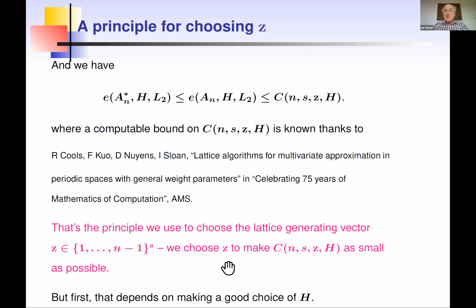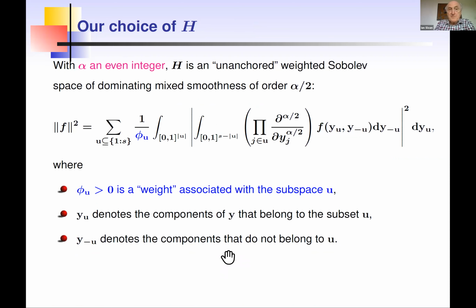And that's the principle we use to choose the z vector. You've got to have some way of choosing z. You can't just use intuition. You need some principle. We choose it to make this as small as possible. And what choice of Hilbert space do we use? Well, for alpha an even integer, we use an unanchored but weighted Sobolev space of dominating mixed smoothness of order alpha on 2. So you have alpha on 2 mixed derivatives, we may say, with respect to each variable.